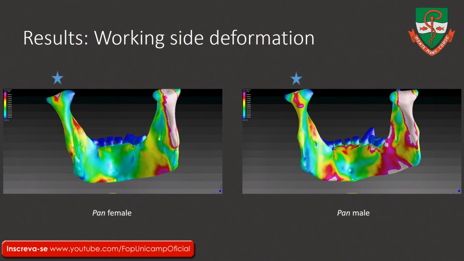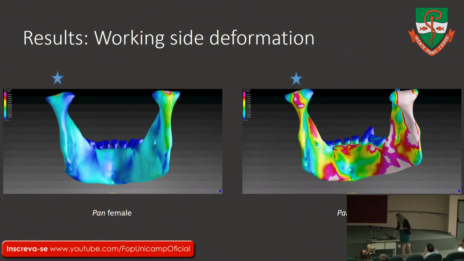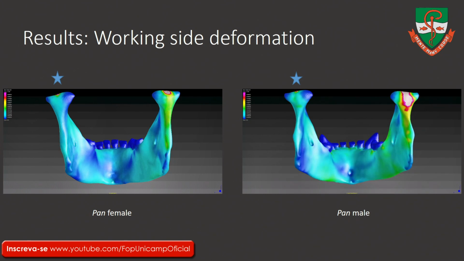If we look at our animation again and evaluate the working side this time, we can see the female on the left and again the male on the right. And in both models, the working side corpus and ramus are deforming in the same direction as the balancing side, rather than mirroring them. So actually what we're seeing on the working side is that the mandibular base is inverting while the alveolar ridge is everting. So I'll show you a still because I'm not showing you an animation.